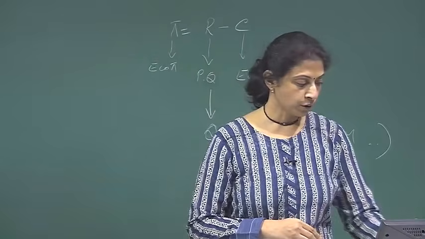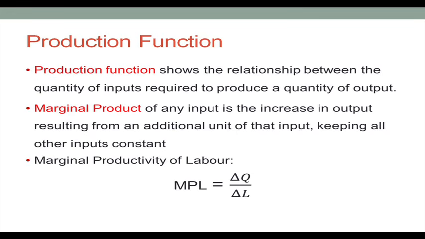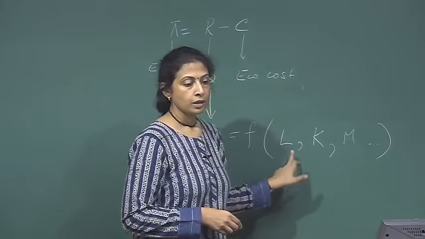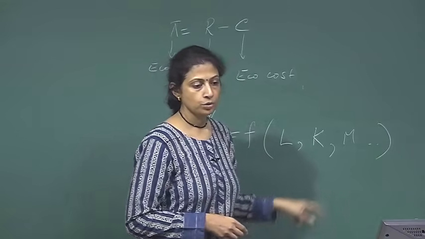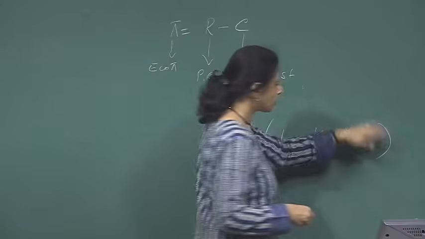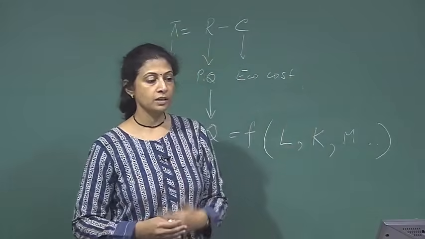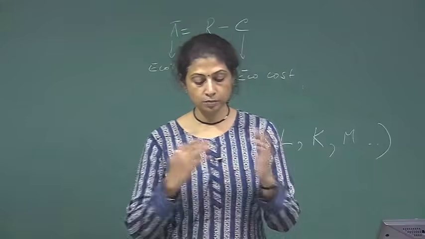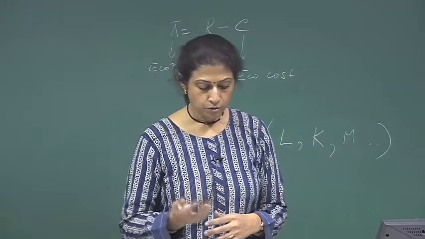And before I go on to another technical term called the marginal product. Marginal product is about any input, say marginal product of labor. So the marginal product of any input is the increase in output resulting from an additional unit of that input, keeping all the other inputs constant. So that is the marginal product of labor. But before I go on to marginal product, let me explain the concepts of production function, marginal product of labor, etc., through a very simple example.